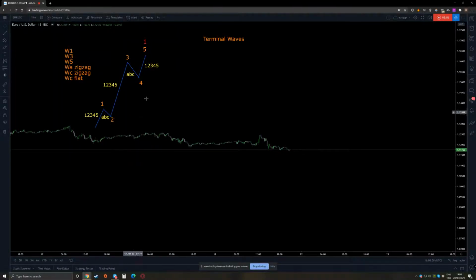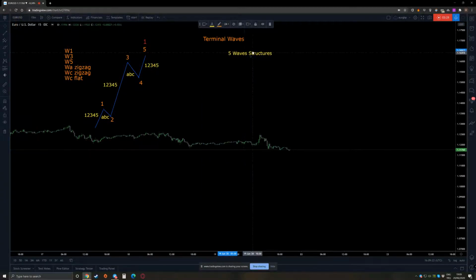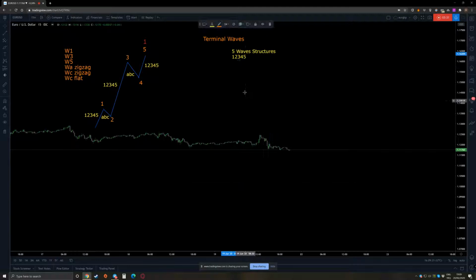What makes terminal waves special is this: just like classical impulsive waves, they are 5-wave structures. So this is the first thing you should know. They're 5-wave structures, so they're labeled just like classical impulsive waves with numbers 1, 2, 3, 4, 5. Whenever you see a terminal move, you have to know that it has to be labeled with numbers.